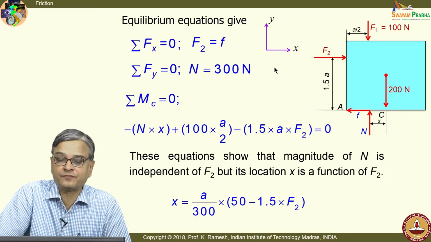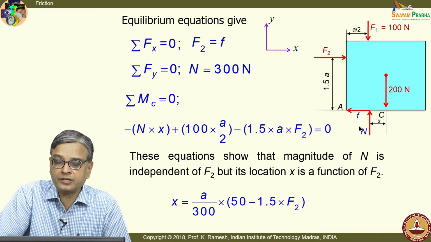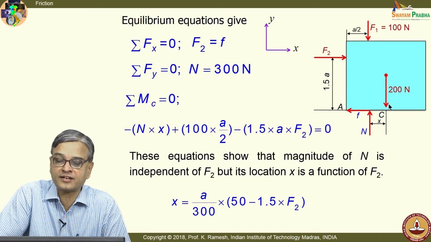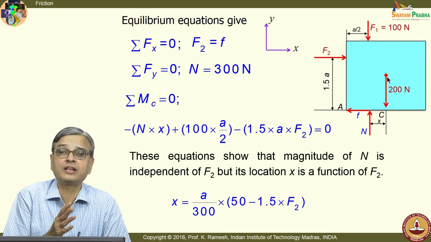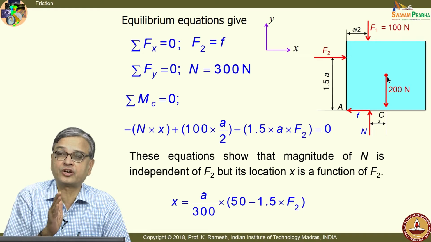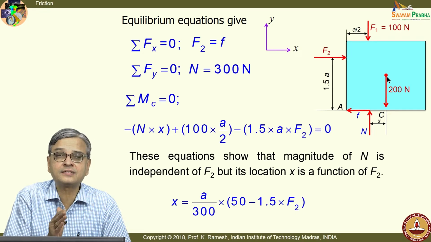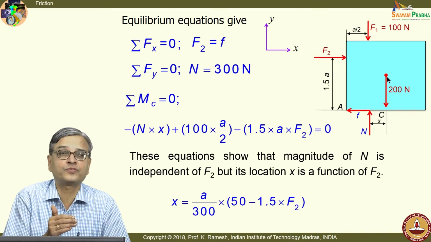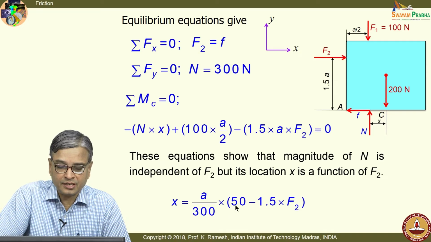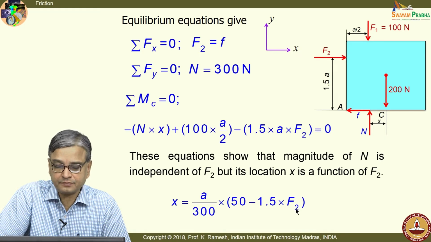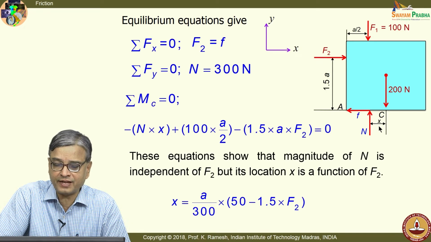So, in problems dealing with friction, do not put the normal reaction passing through the centroid of the block. In certain problems, it may be true, but in general, do not put it passing through the centroid. Determine the distance on the basis of your moment equilibrium. So, I get an expression x equal to a by 300 into (50 minus 1.5 F2), and in the way I have taken x, I have implicitly taken this as a positive x, and if I get negative x, I will say that the distance will be put on the other side.